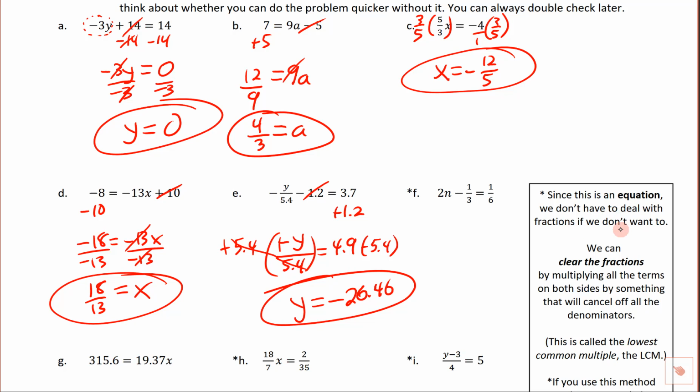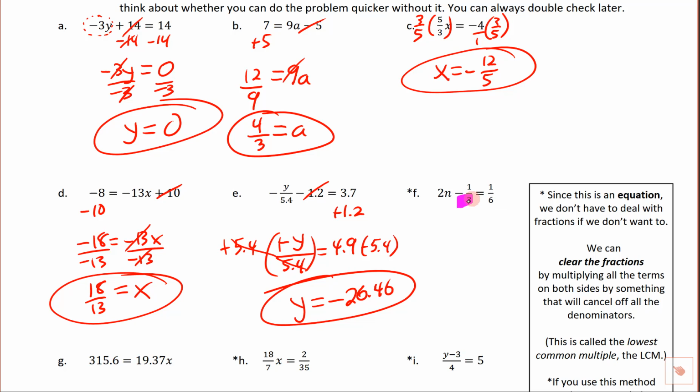Now, if you've seen this before, awesome. If you haven't, this might take a little bit of getting used to, but it is kind of an awesome tool. You don't have to use it, but it is kind of nice. So what we're going to do is we're going to clear the fractions, the way we get rid of the denominators. So again, if this is the ugly part, so if I just had a 2n and I had a -1 and a 1 on the other side, that would be totally okay.